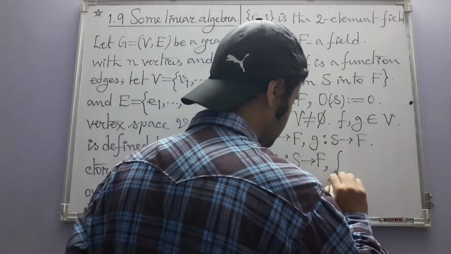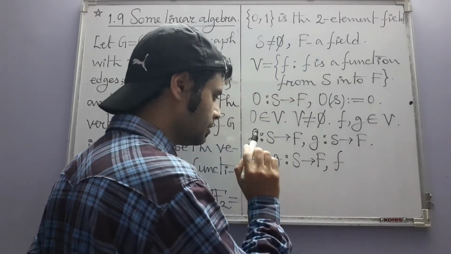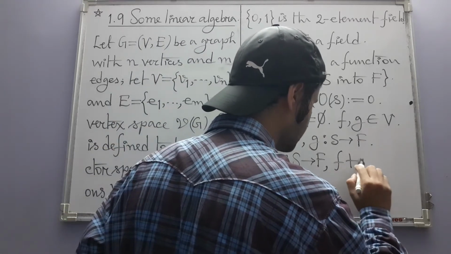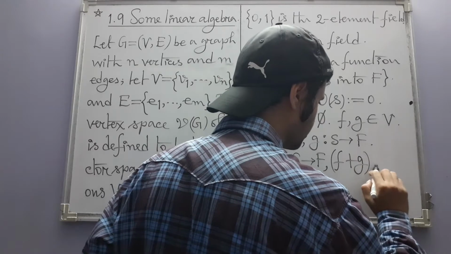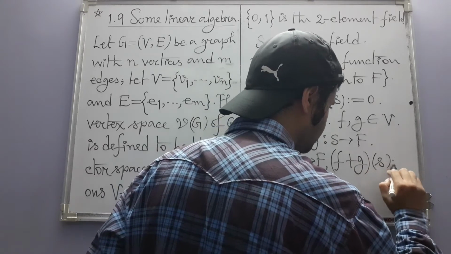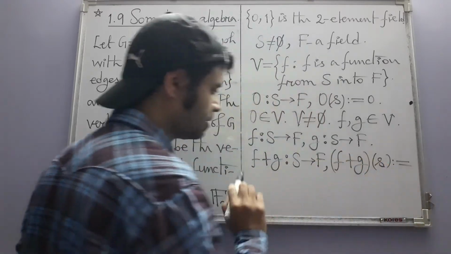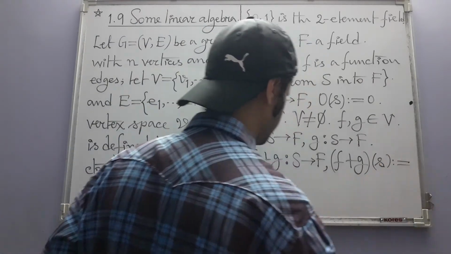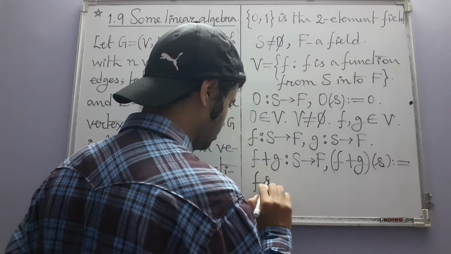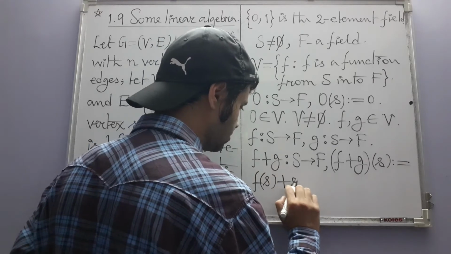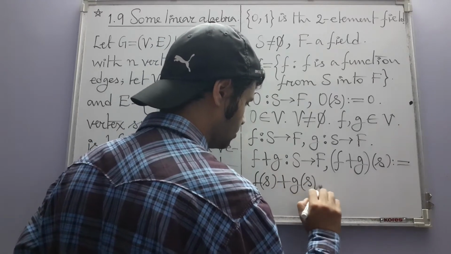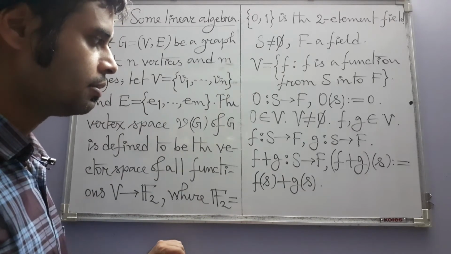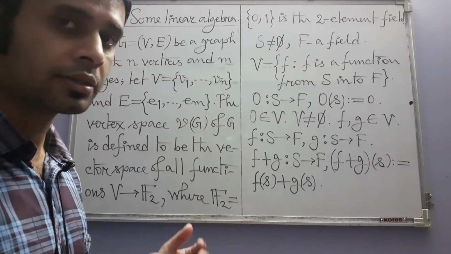And so that means the way we have written it, it should be a function from S into F. What is its definition? Its definition is that if you evaluate it at any element s in S, then this is equal to f of s plus g of s. And you can immediately see that all of these things make sense.